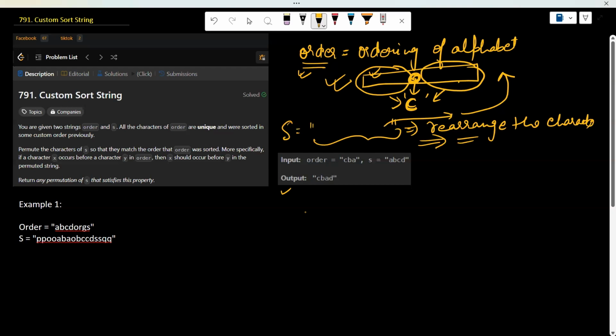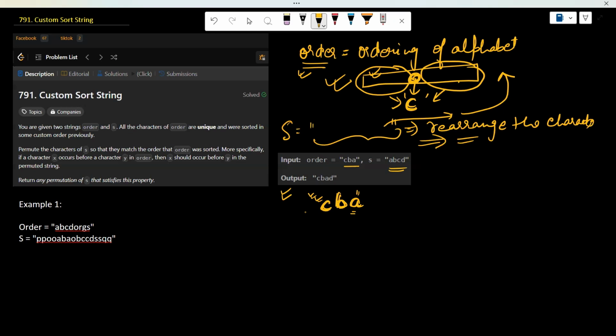If we take this example, the order given is CBA. That means C should come before B and A. B should come after C and B should come before A. A should come after C and after B. That's what this ordering is specifying.